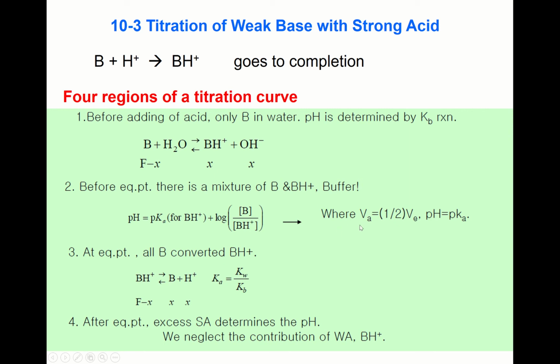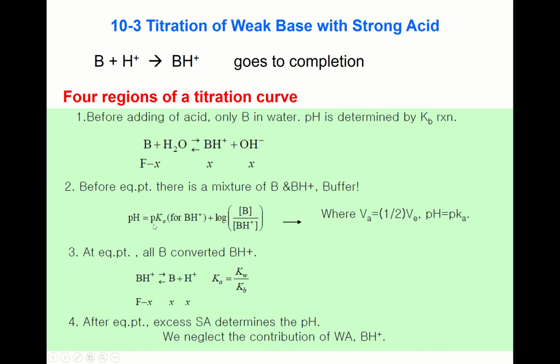When the added strong acid volume is exactly half of the equivalence point volume, these two concentrations are the same. So log 1 is 0, and pH becomes pKa. This relationship applies.